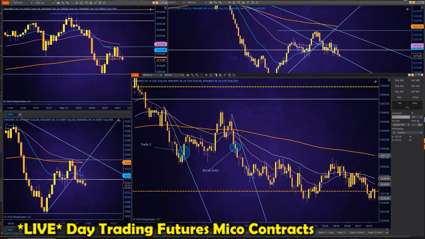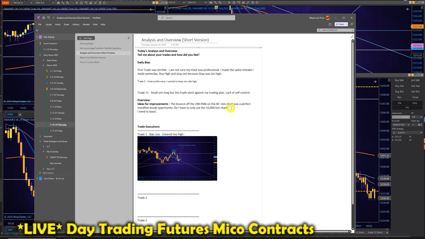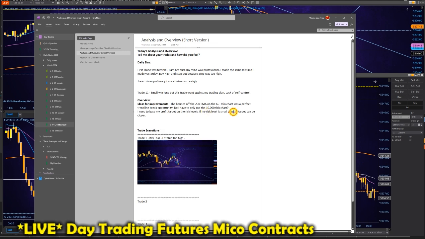I need to write that down in my journal right now. This is a great learning experience. I need to base my profit target on the risk levels. So if the risk level is low, I don't have to shoot for a very high target. Okay? If my risk level is small, then my target can be closer. If that was the case today, I would have done much better. Trade 2 could have been a winner.